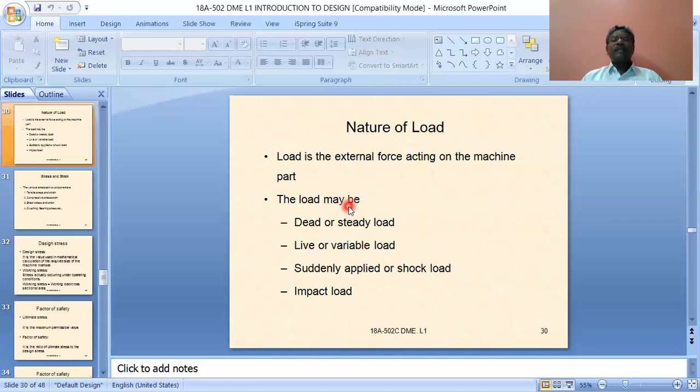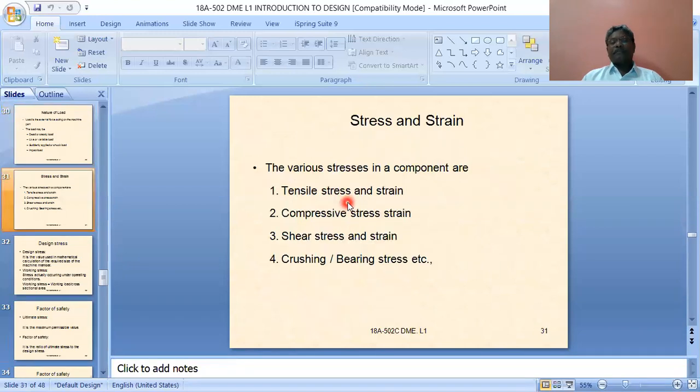So load is nothing but the external force acting on machine components. There are different types of loads. Number one is dead load or steady load, live load or variable load, suddenly applied load or shock load, and impact load. Another category of loads is point load, uniformly distributed load, and uniformly varying load.